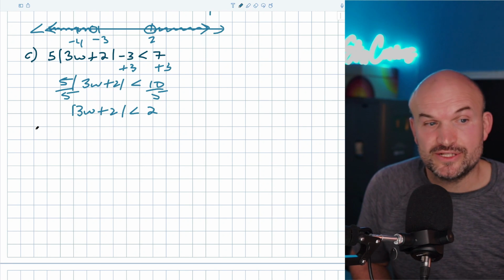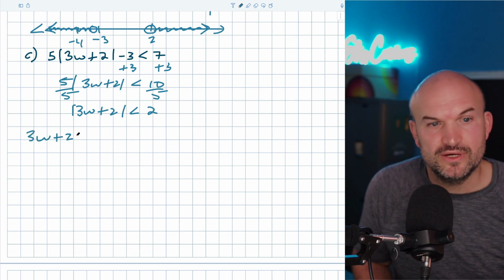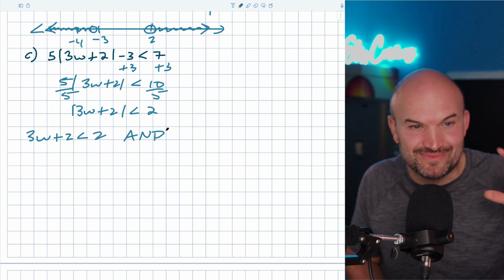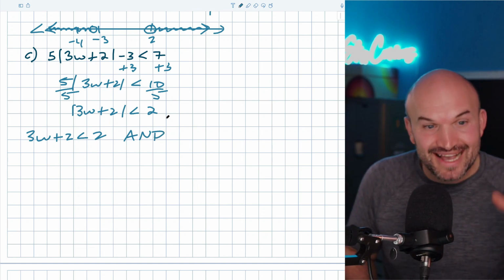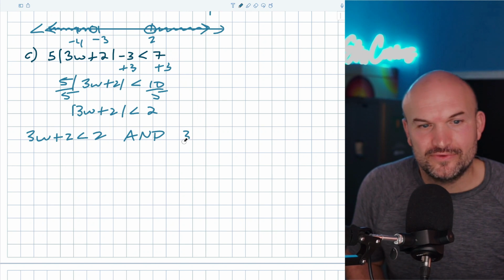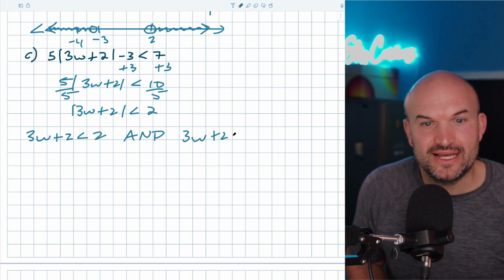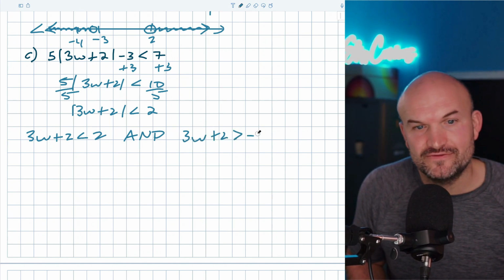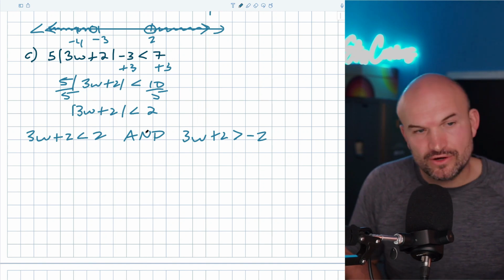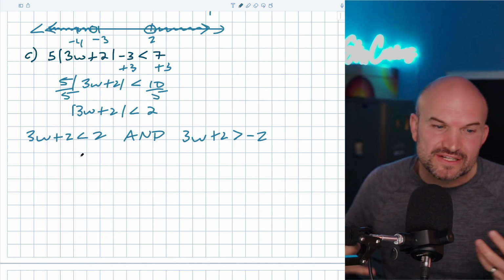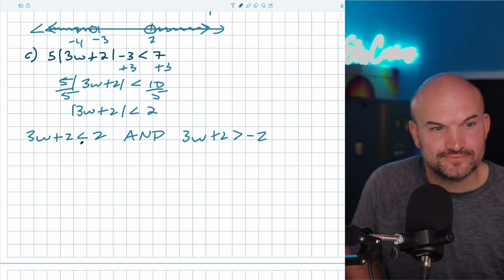Okay, so now I can create my two cases, which is 3w plus 2 is less than 2. And sometimes I like to write them in caps so we remember. And 3w plus 2 is going to be greater than negative 2. Okay, so now we just go ahead and solve these. And then remember, when we graph these, we're going to be looking for the intersection.